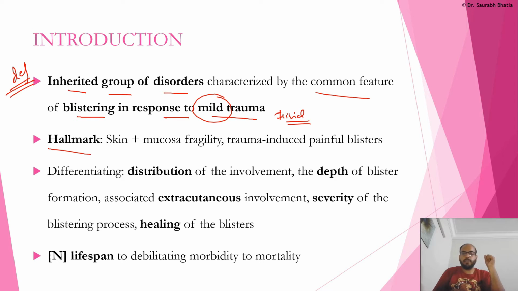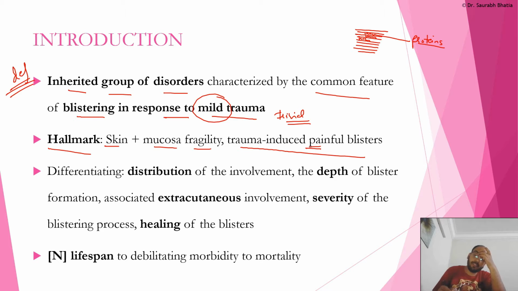The hallmark of EB, the group of disorders, is skin and mucosa fragility and trauma-induced painful blisters. Okay, so these blisters are not spontaneous; they are a result of trauma. Now, remember that you have different layers of epidermis and dermis, and they are closely stuck together with the glue in between. And this glue is made by different proteins that we have studied in the last 3 weeks while we were studying the basement membrane zone.